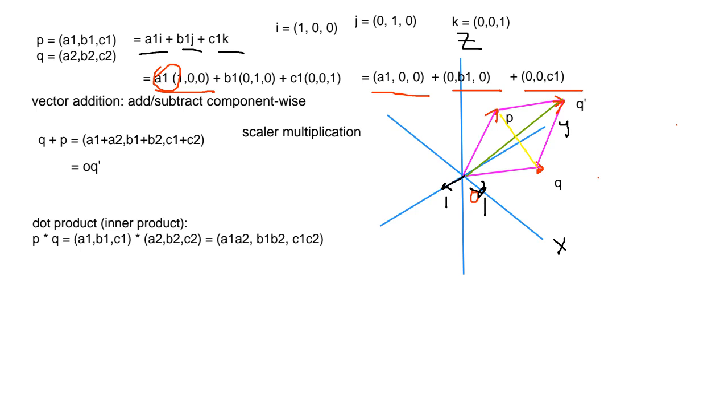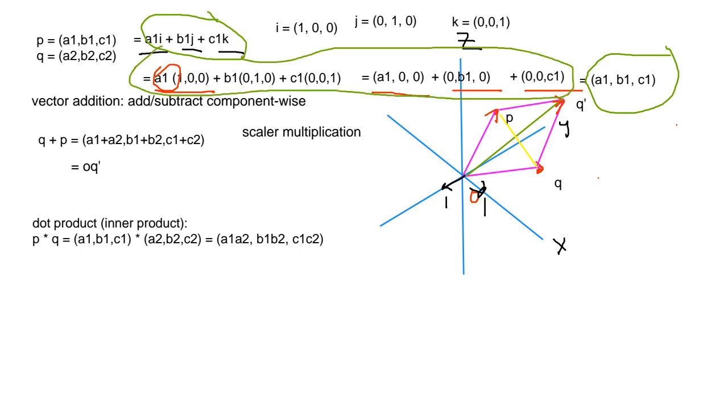So when we add A1 plus 0, we still get A1. We add 0 to B1, plus 0 again, we still get B1. 0 plus 0 plus C1, that's C1. Okay, so this shows us why those two notations are equal, right? So why this one equals this one is through here. Let me know if you have any questions.